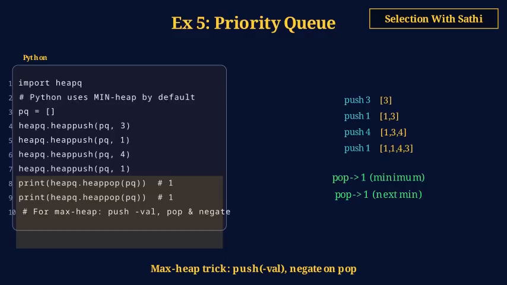Now extract max, B with priority 8 is removed. A remains. Insert task C with priority 3. Heap has A at 5 and C at 3.